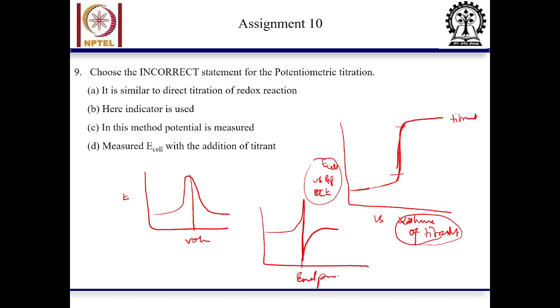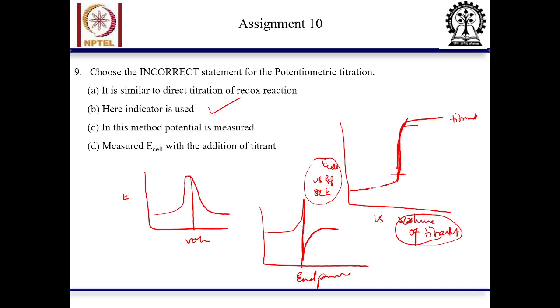Okay. Earlier I had told you that in one question I will explain the first derivative and second derivative. Here we are not going to use any indicator. The indicator for the end point determination is the sharp change in the potential near the end point, which is the main reason to determine your end point. So both were right.